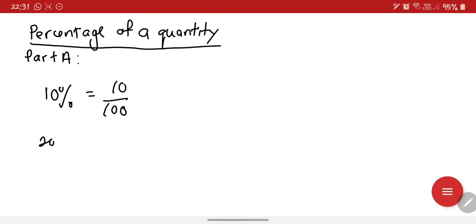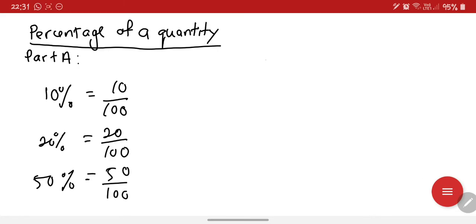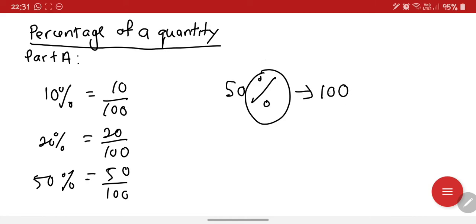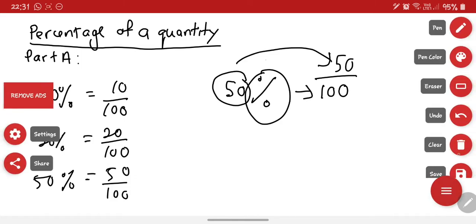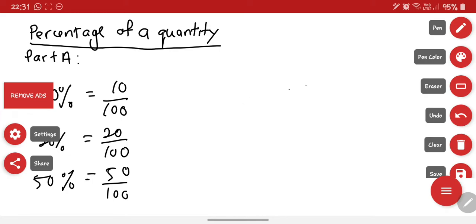If I ask you 20%, it's actually 20 out of 100, and if it's 50%, it's 50 out of 100. Just a small reminder, percent means over 100. So whatever number you have, you just put on top and over 100. So that is your percentage in a fraction form. I hope that is clear. Moving on to questions.